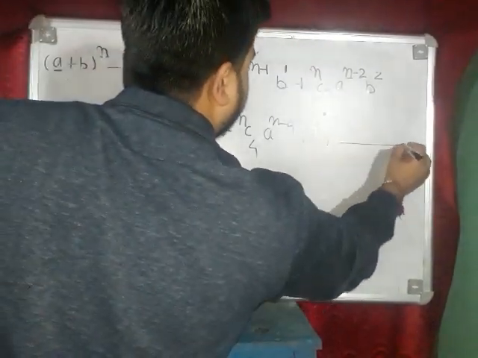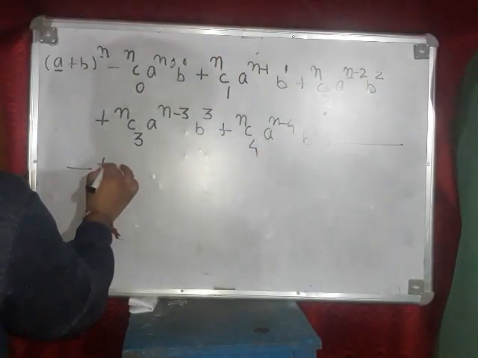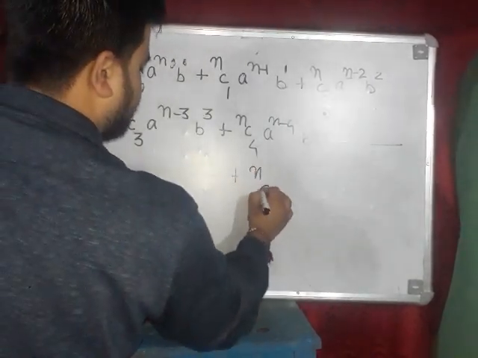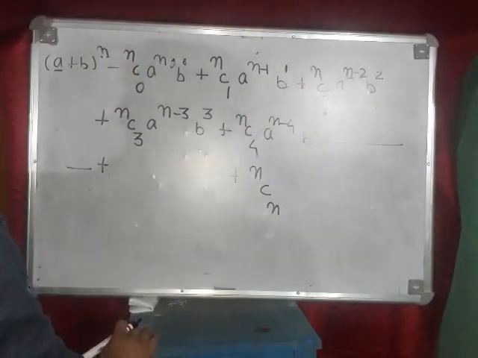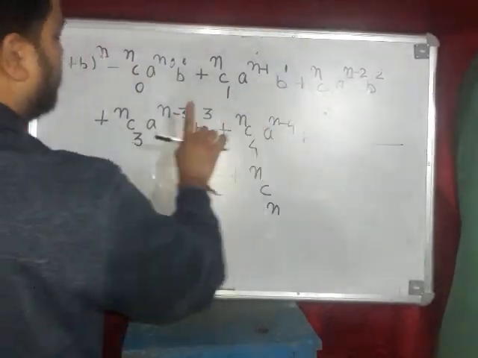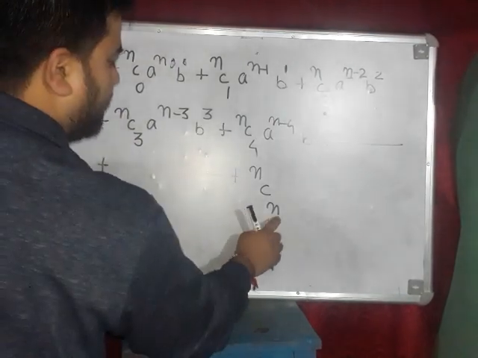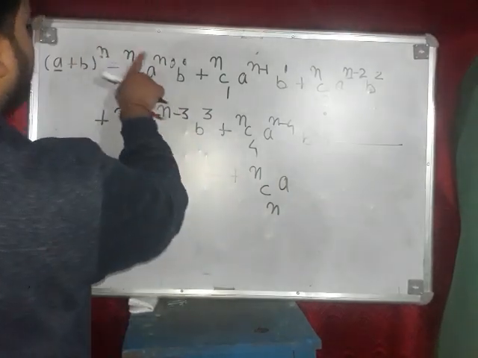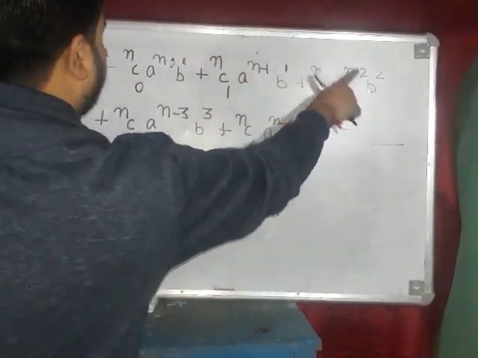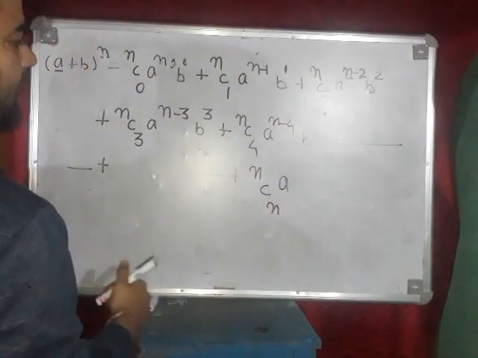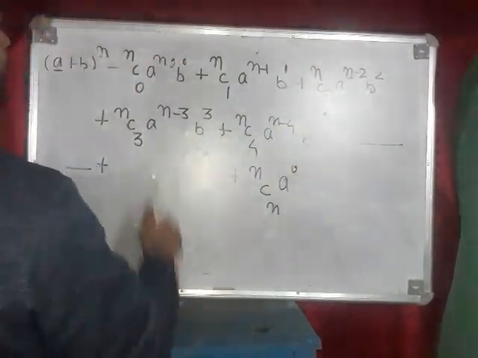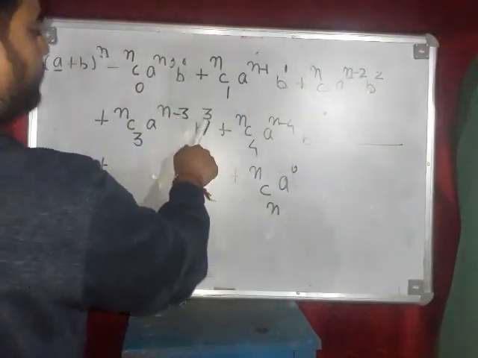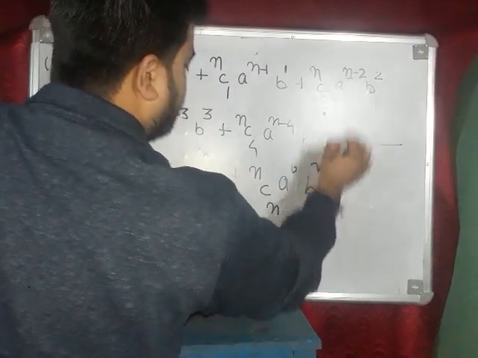As the same series goes on, at last comes nCn, with the terms 0, 1, 2, 3, 4 and so on up to n. The power of a is n minus 1, n minus 2, n minus 3, decreasing down to 0, and the power of b is raised from 0, 1, 2, 3, 4 and so on till n.